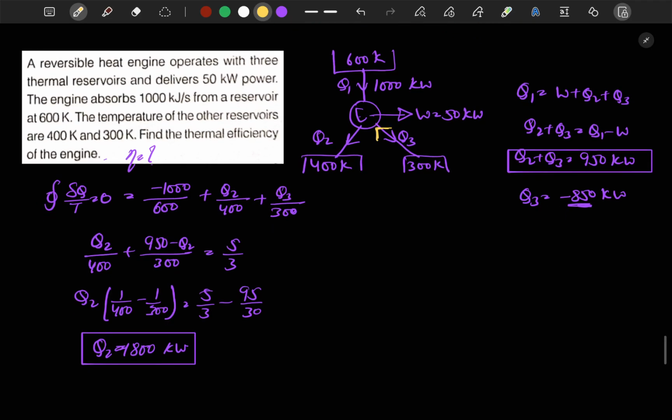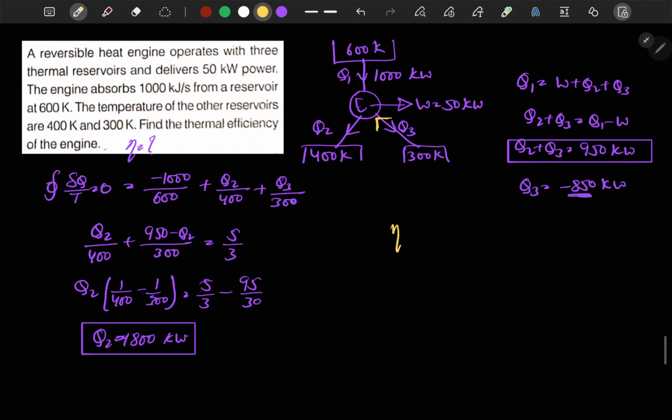Okay, now to calculate the efficiency, we know that efficiency is desired effect upon heat supplied. The desired effect is 50 kilowatt, and the heat supplied is 1000 from Q1 plus 850 from Q3. So we have to solve 50 divided by 1850. We will get the value equal to 0.027, so this will be equal to 2.7%. I hope you understand this question well.